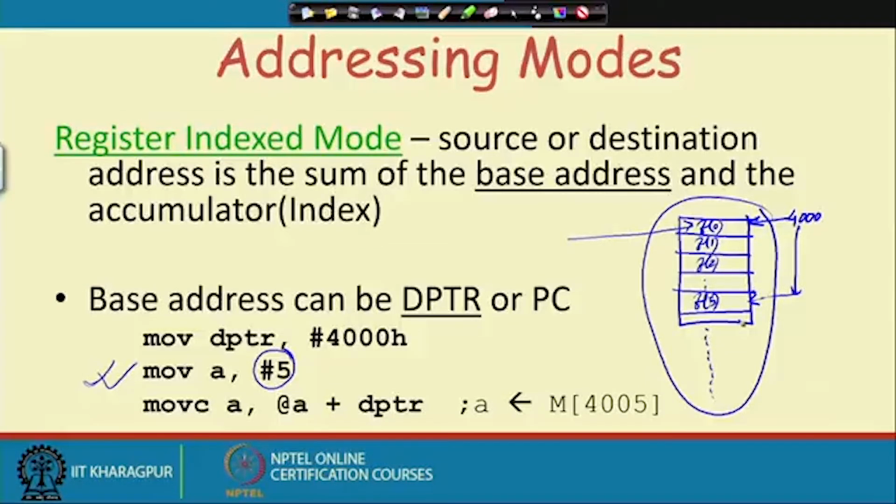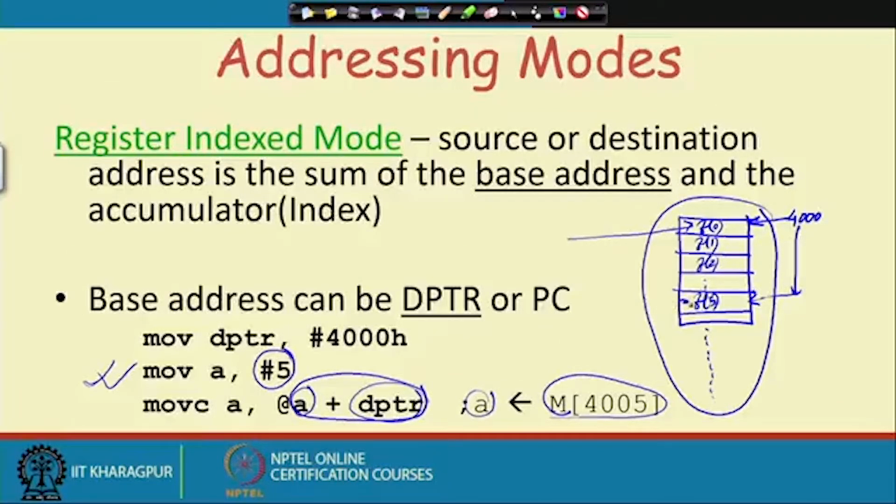What does this instruction do? With the DPTR, the value of the A register will be added, and the @ is on this whole thing, on A plus DPTR. That is the semantics. So, that value becomes 4005. Memory location 4005's content comes to the accumulator. That way you get the content of this location.